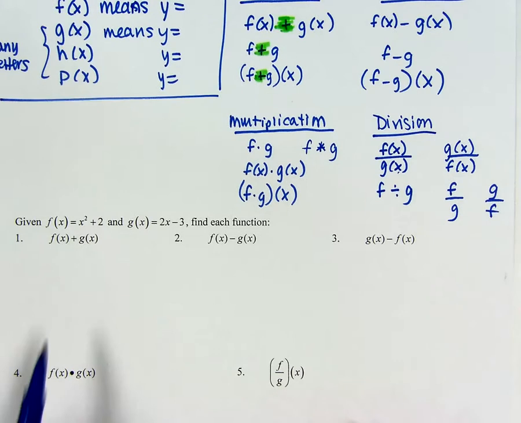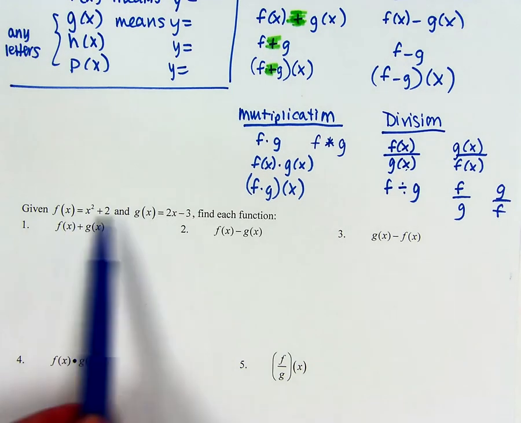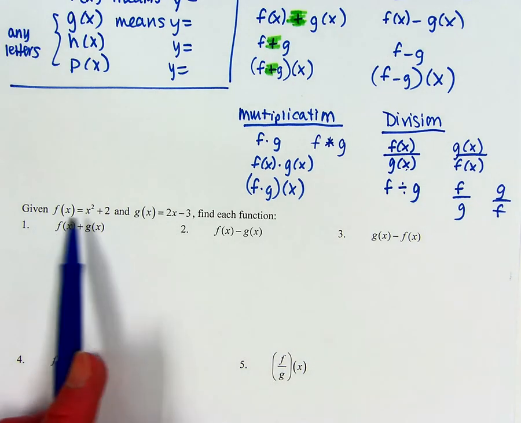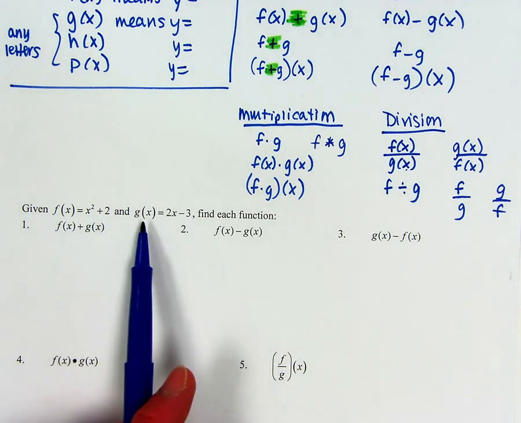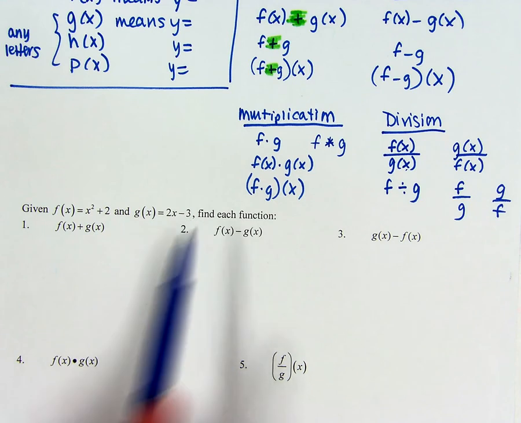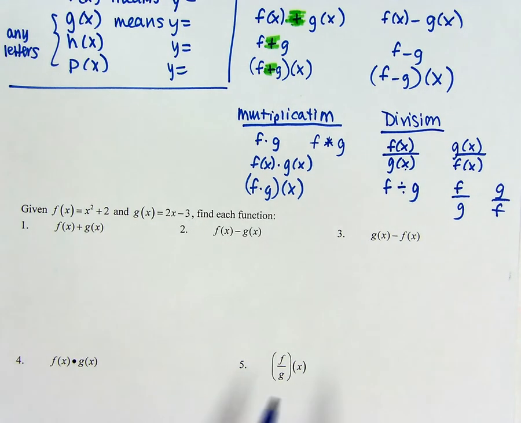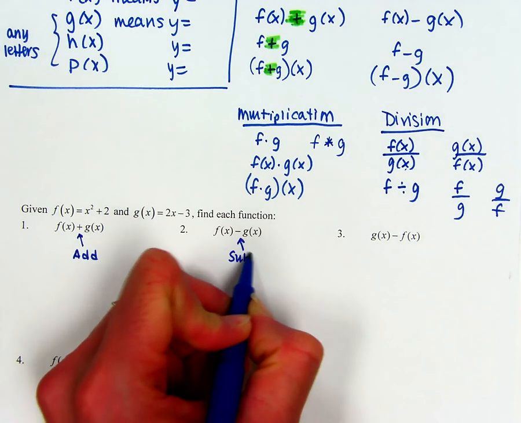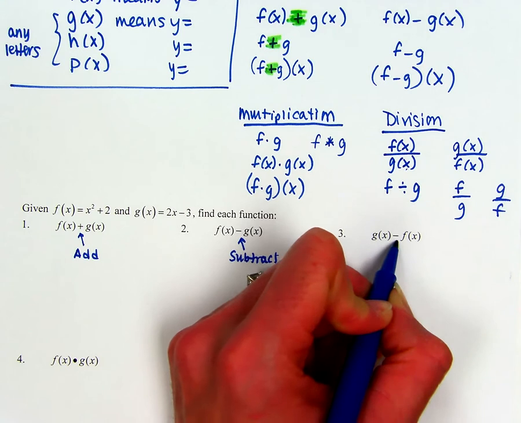Okay, so in this first set of problems, you're going to use these two as our equations. Here's equation f. It's f of x equals x squared plus 2. g of x equals 2x minus 3. So you just look at the symbol. What does it want you to do? This wants you to add. This wants me to subtract. Right? This is also subtraction.